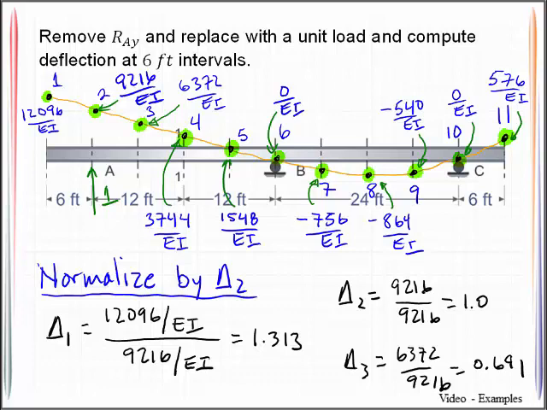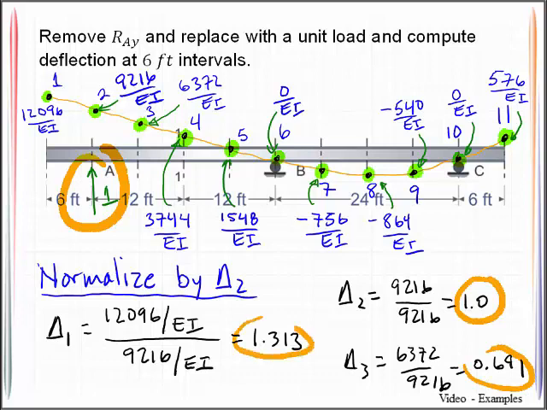Now you can rest assured that you have done things correctly, or that you're normalizing by the correct value, if the displacement that you get at the location of your redundant, so that's the location of the point load that you've applied, should work out to be 1.0. And none of my deflection terms should have any EI values in them. Those should have all canceled out as we went through the process.